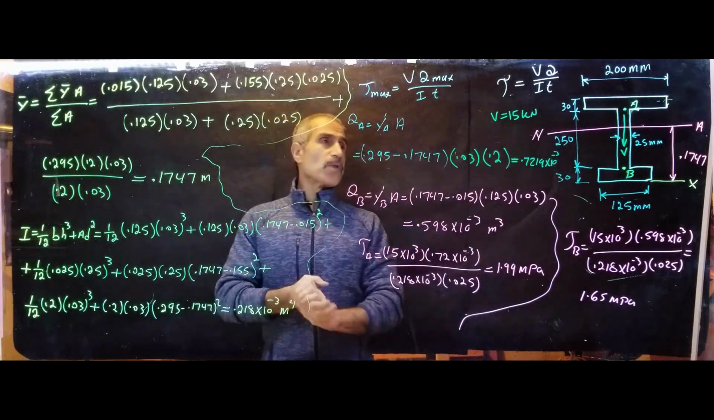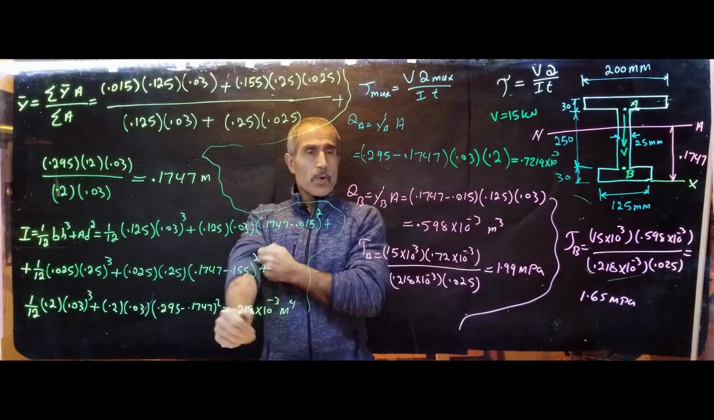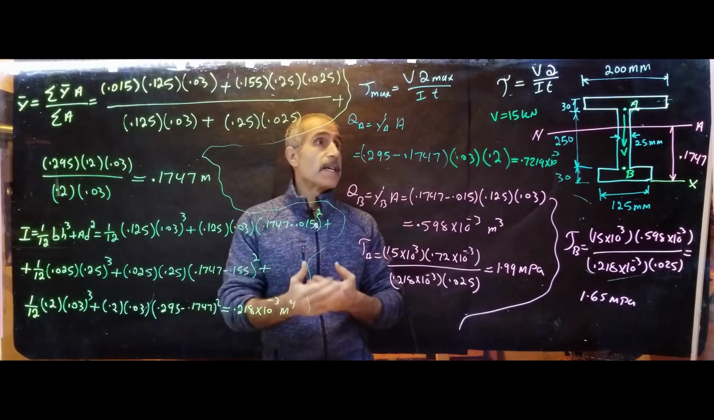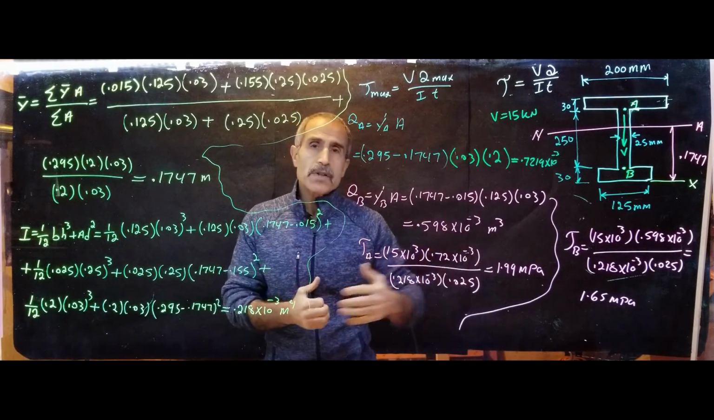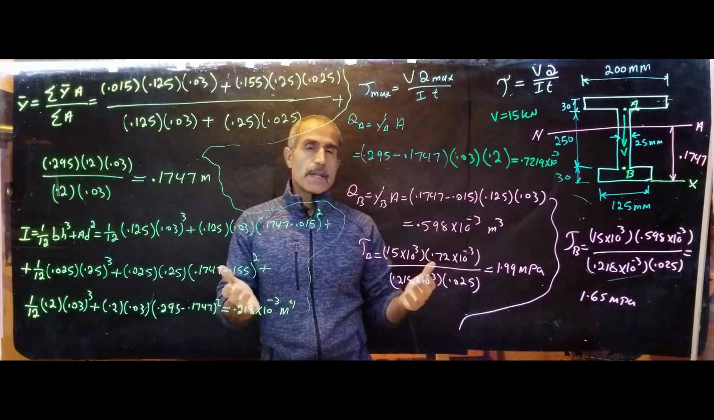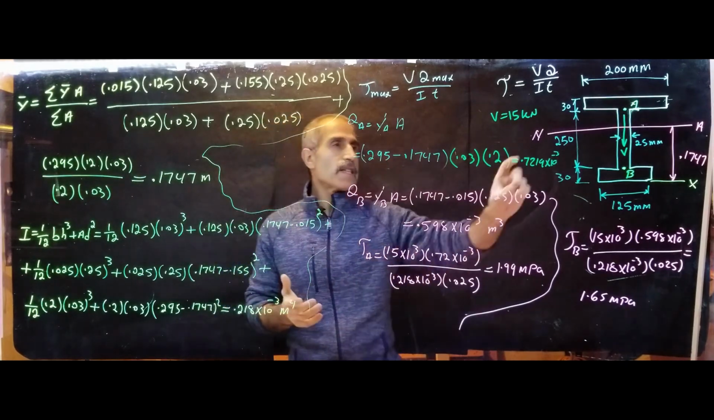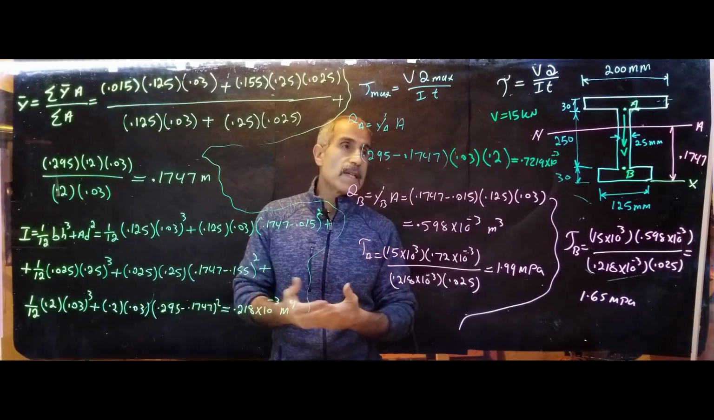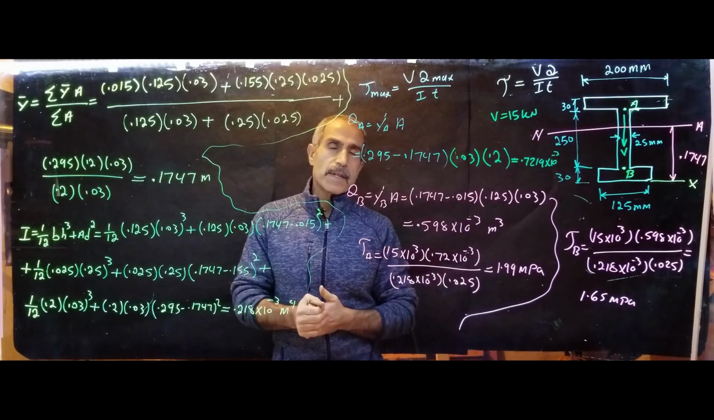So that's how you do it. Again, you look at this shape or the other shape, it doesn't matter. First, find the neutral axis. Second, find your moment of inertia. Third, find your Q. The tricky part is to find these distances. What's my y prime? What's my d? And the rest of it is really just plugging in.